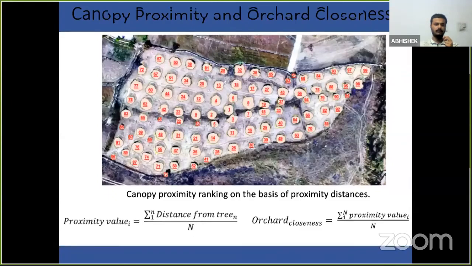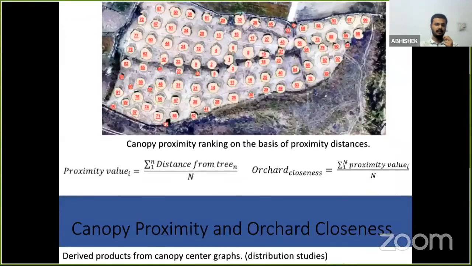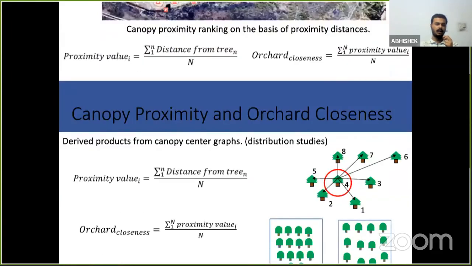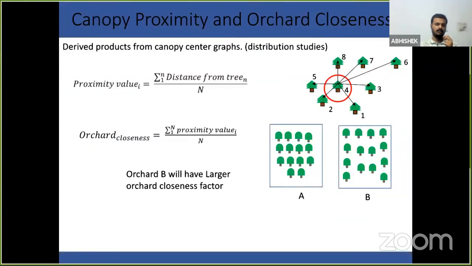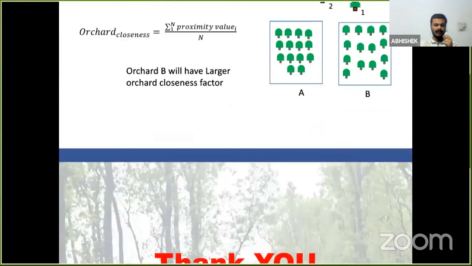Coming to the proximity values: when a tree canopy's distance from all the trees in the orchard is calculated, it tells us how much the tree distance is, averaged over all the other tree canopies. When this proximity value is averaged for the whole orchard, it can tell us about a density similar to the density of the orchard, but with more depth, since, as we showed in the figure, orchard B will have a larger orchard closeness factor than orchard A. So that was all. Thank you.